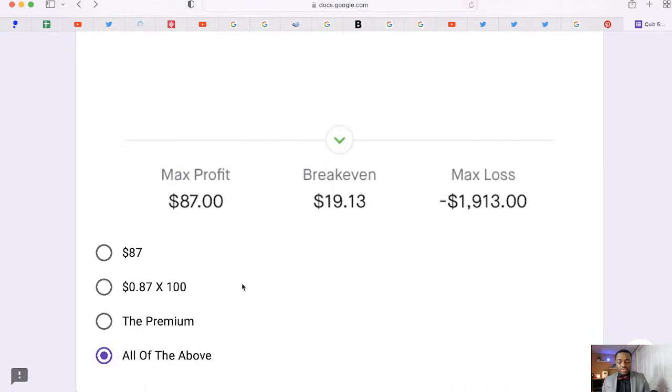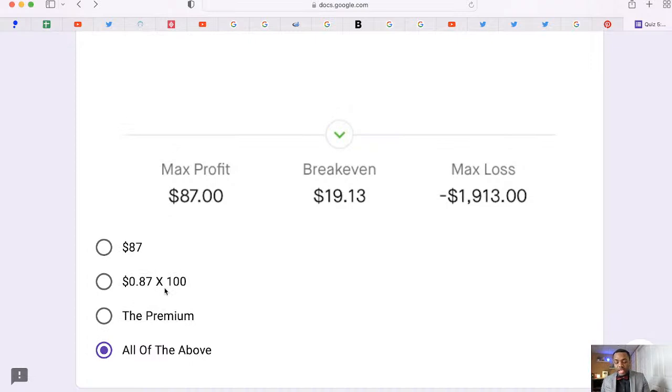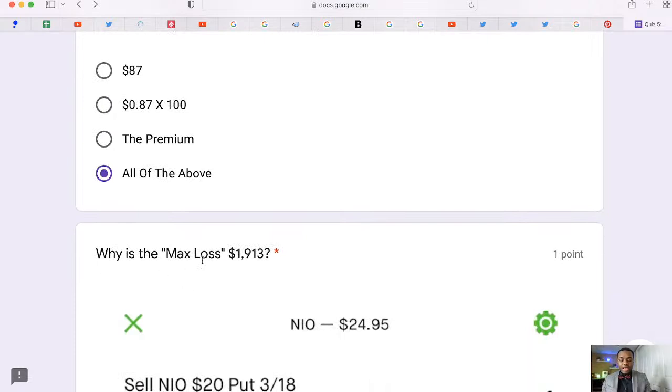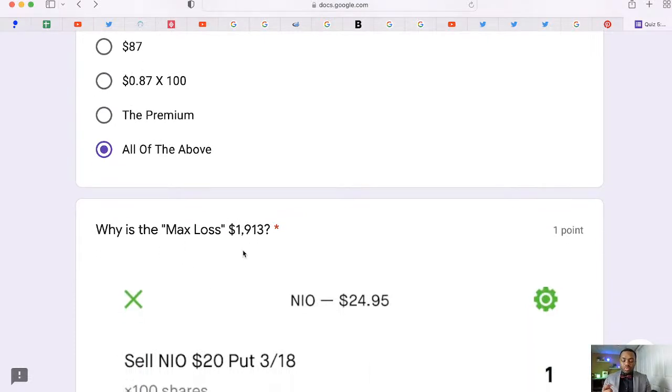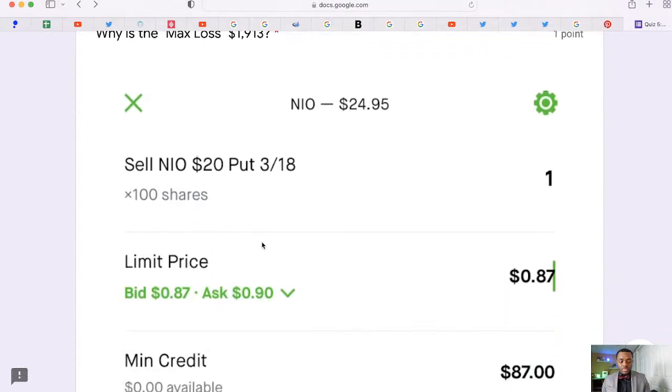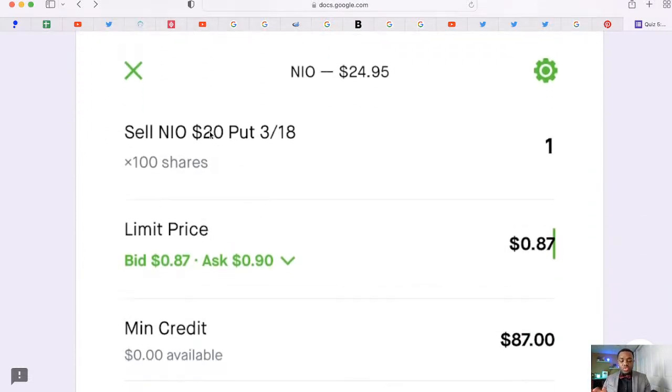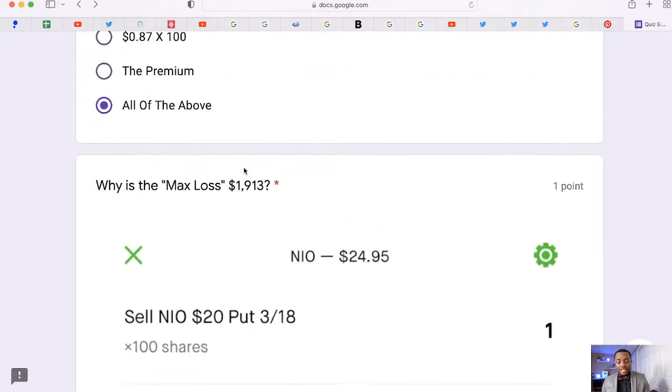So then it's all of these. 0.87 times 100 shares, yes. And then we have all of the above, agreed. So now, why is the max loss 1,913? Because remember, you put 2,000 up, in this case the strike times 100 shares. And then you'll collect that $87. So then you're in the play with what is left, 1,913.